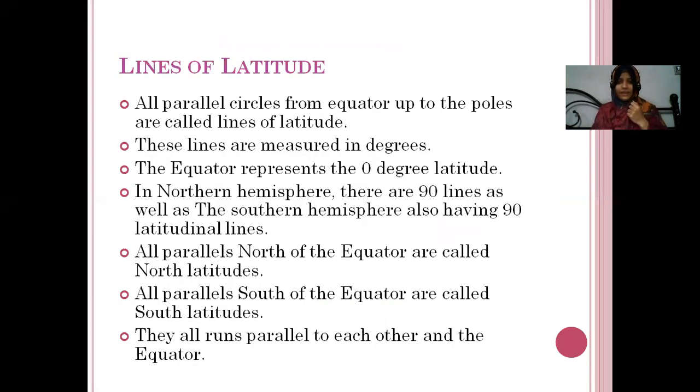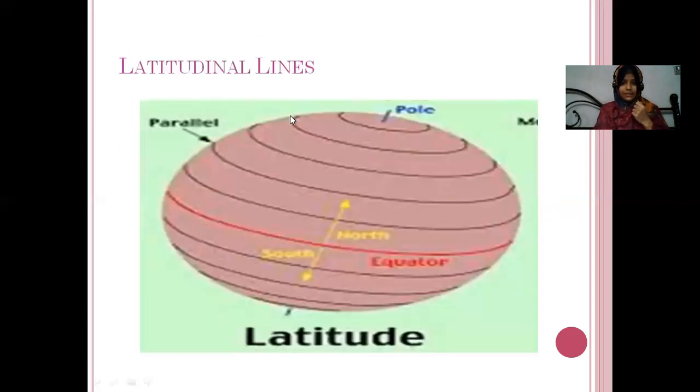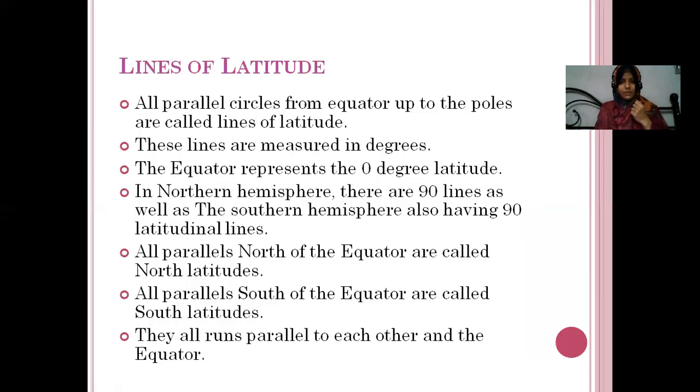Now, what are lines of latitude? We call them parallels of latitude also. Why do we call them parallels of latitude? Because they never meet with each other. They just go side by side along with each other, but they never meet. All parallel circles from equator up to the poles are called lines of latitude. See here in this diagram, you can see these lines. These are parallels, and we call them latitudinal lines or parallels of latitude.